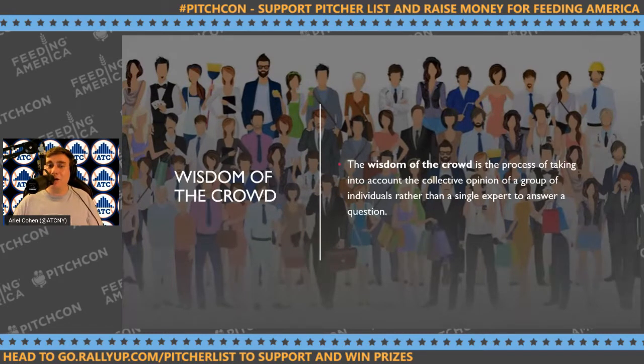The general tenet of wisdom of the crowds is if you just take one expert or one person or two people and you just follow them, you'll get a good answer. If they're a good expert, you'll get a pretty good answer. But when you take a lot of different people and you judge the entire crowd of people, you're going to get a much better answer, right?